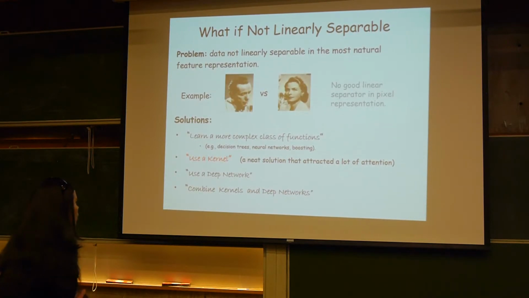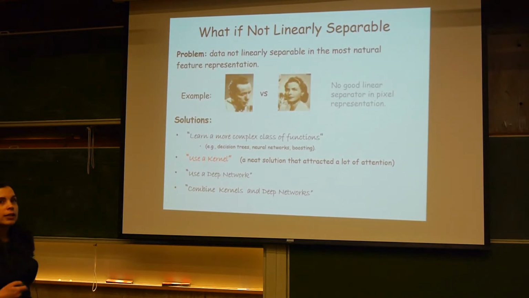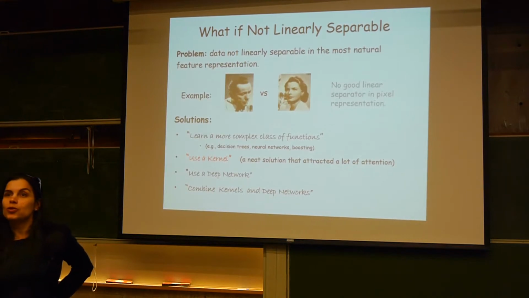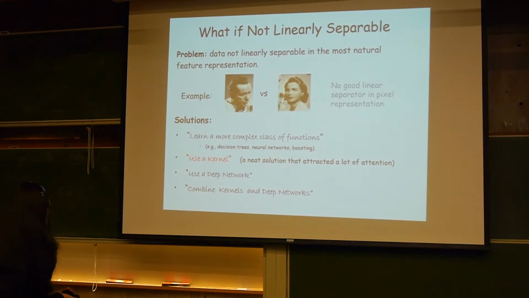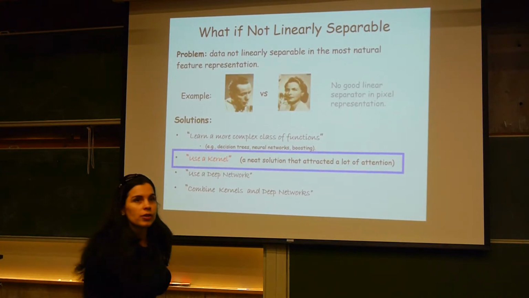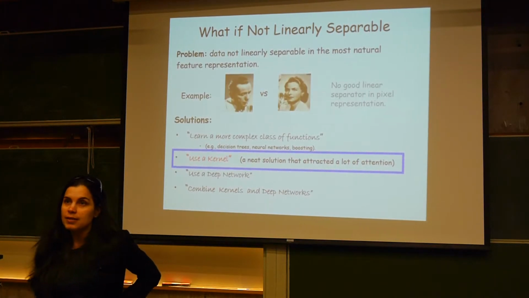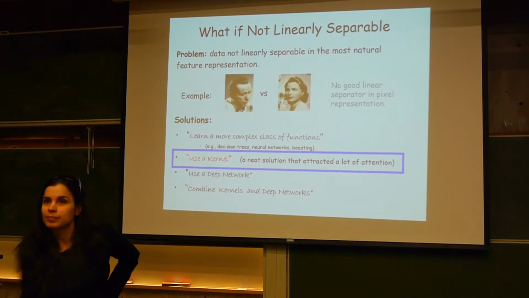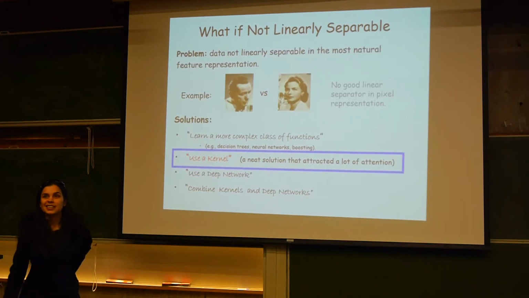Okay? Now, there are a number of ways to try to address this problem, and we've already seen some in the course. We can try to use decision trees or boosting, and older ways to use neural networks, and other more modern ways to use deep networks. But today we're going to talk about a very neat, interesting solution that attracted a lot of attention in the past decade or decades, namely to use a kernel function. Okay?